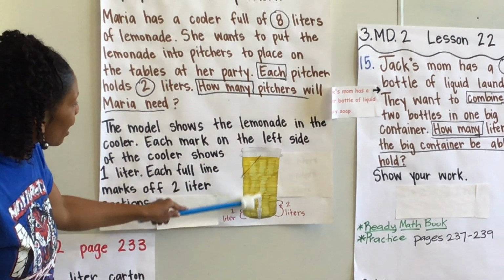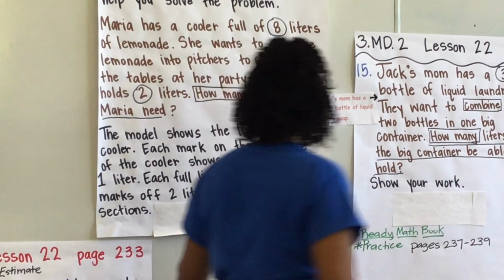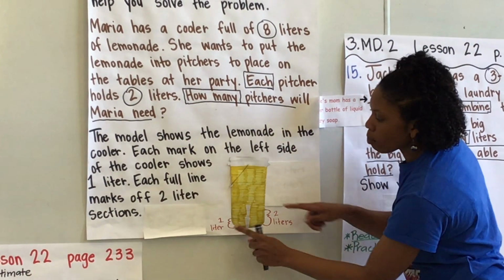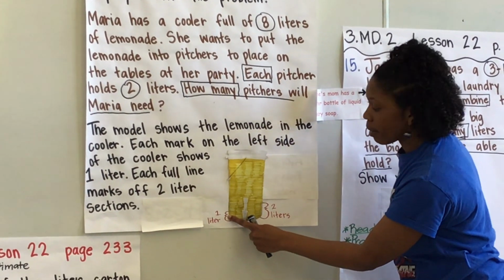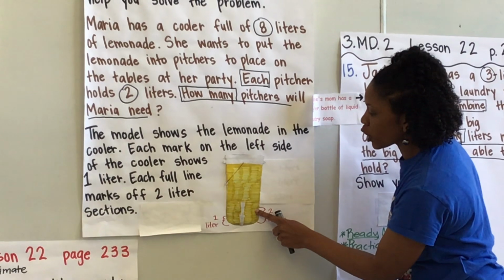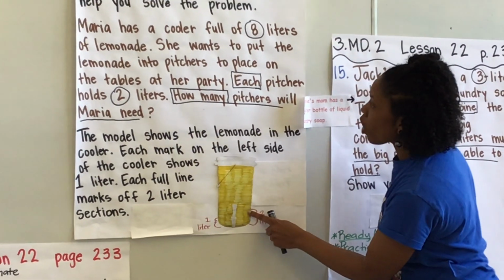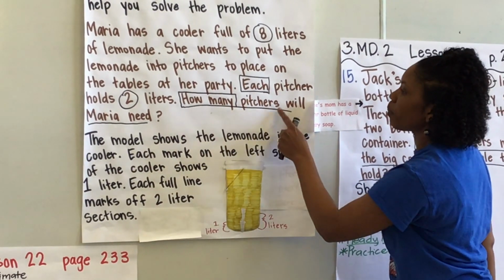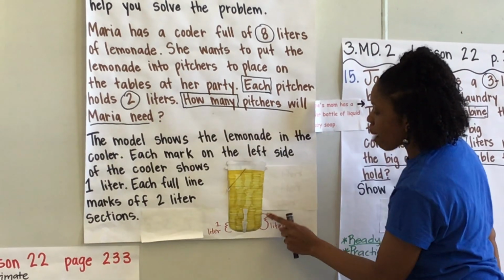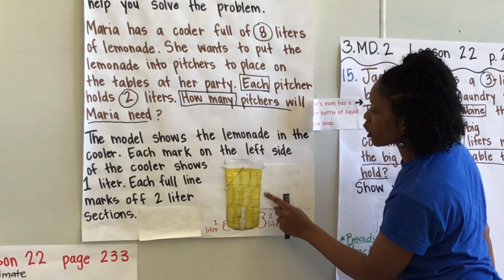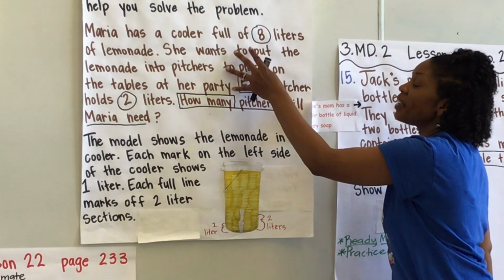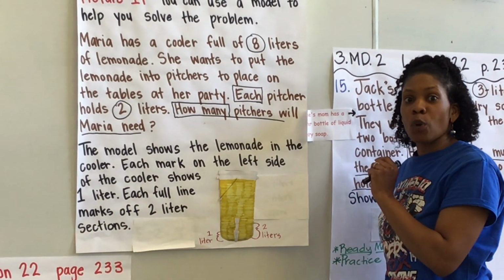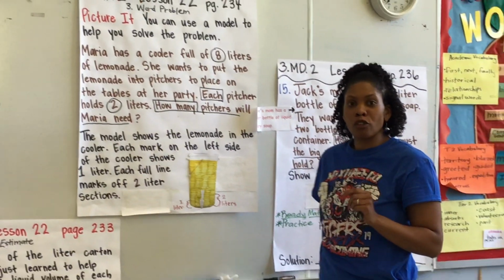Okay, so when I look at this picture that we have drawn, we have already marked off where the 1 liter mark is, and then we have the 2 liter mark. Now, in order for me to figure out how many pictures Maria will need, I'm going to need to mark off every 2 liters.